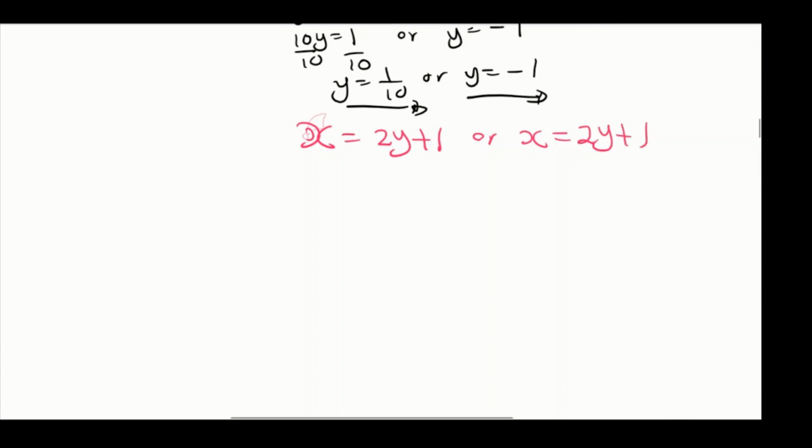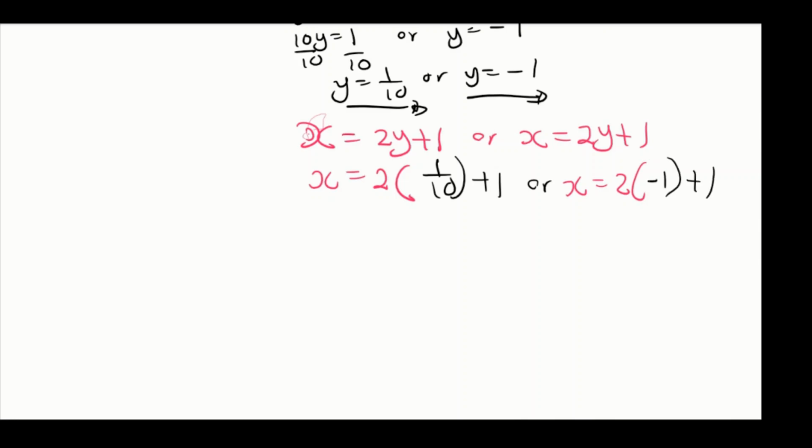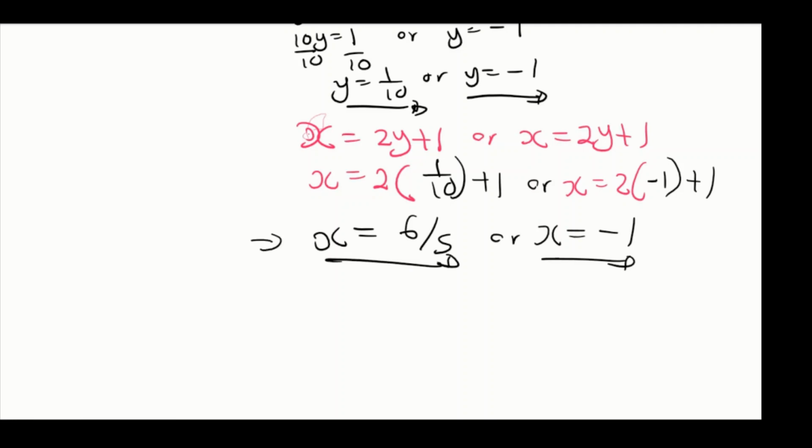So you're going to substitute your values of y. So x equals 2 times 1 over 10, plus 1, or x equals 2 times our other solution of y, minus 1, plus 1. So the solutions of x, the first one is going to be 6 over 5, or x equals minus 1. So these are your solutions of x, and these are your solutions of y.